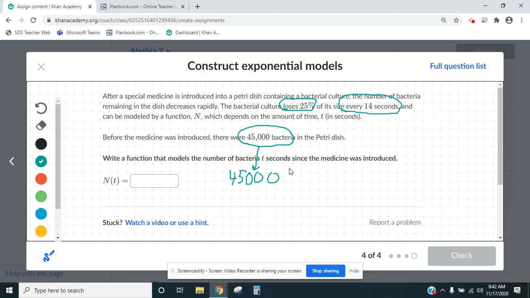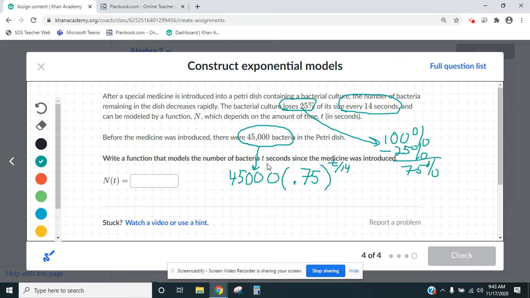Then what? Why 0.75? Awesome. Very good. So 100%, and we're losing 25%. That tells me 75%. So 0.75 in parentheses. And then the last piece is the time, right? How often does it happen? T over 14.